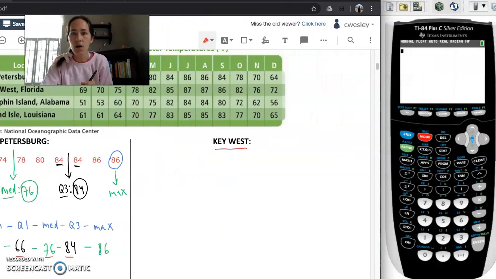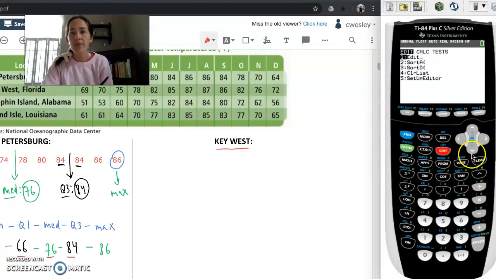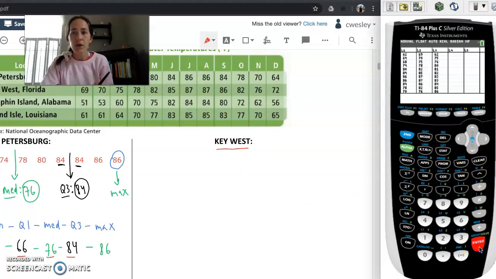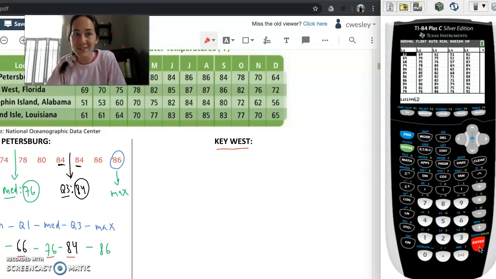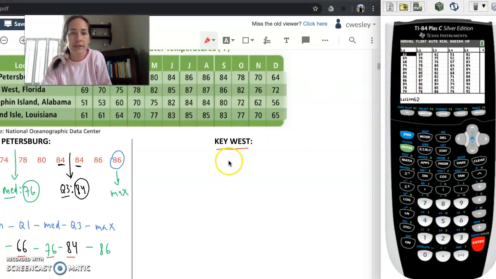And I'm looking at a blank screen, and what I'd like you to do is hit the stat key. We want to enter the numbers for Key West into our list, into L1 on the calculator. So you're going to hit stat, and then enter for edit number 1. What you're going to see in my lists is I've already typed in a bunch of numbers to help us throughout this lesson. So I have the St. Petersburg numbers in L1. You guys can just put the Key West numbers carefully as they're written into L2 and then just pause the video and then come back. And I'll be using L2 for my Key West numbers.